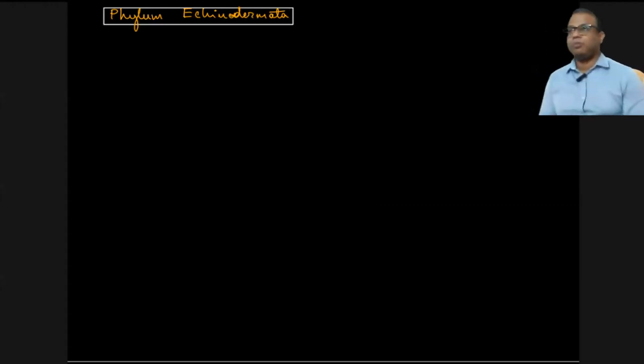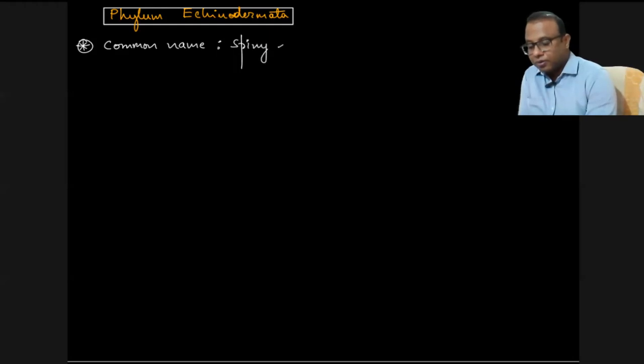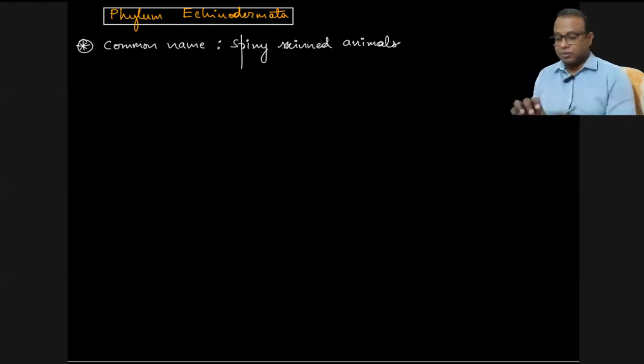Right, so what is the common name of this phylum? We start every phylum with its common name. So what does Echinodermata mean? Okay, so the common name is based on the name of the phylum. Echino means spiny, derm means skin. So these are spiny skinned animals. So common name: spiny skinned animals.